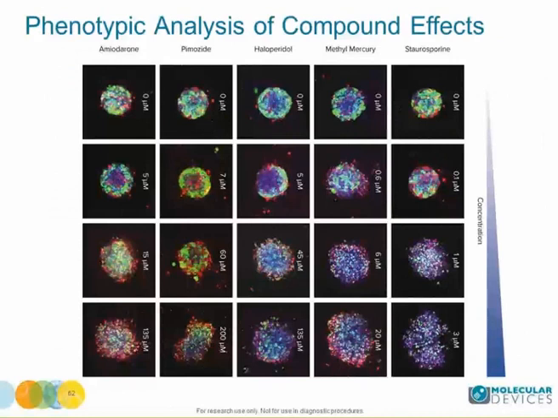Significant changes of spheroid phenotypes are observed after compound treatment. You can see changes in the shape of spheroids, their volume, and also the content of different cells, either live or dead. Those phenotypic changes can be quantitated and measured by software.